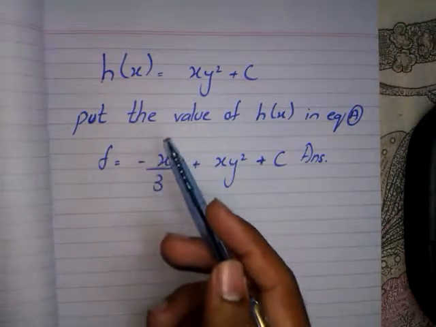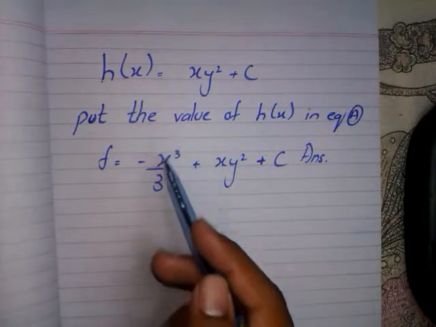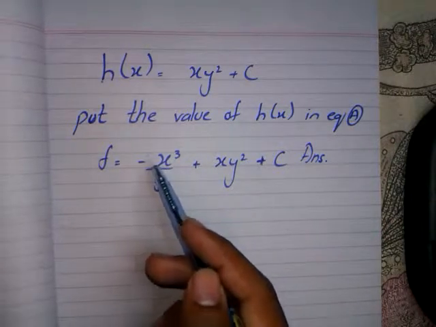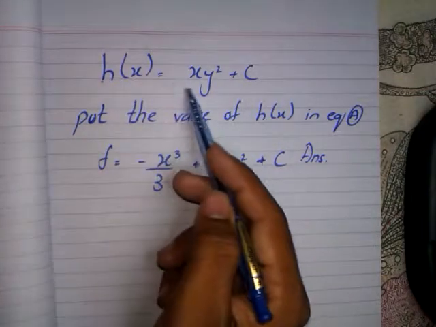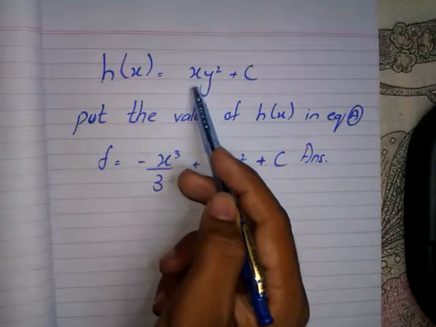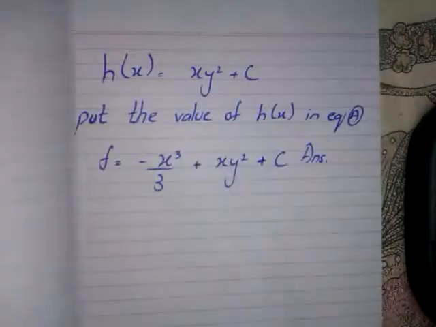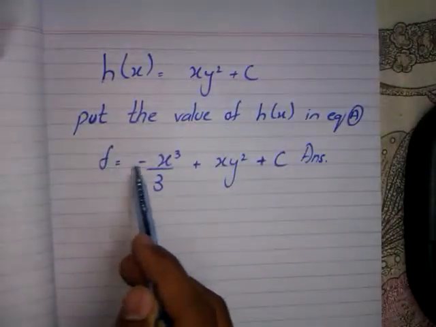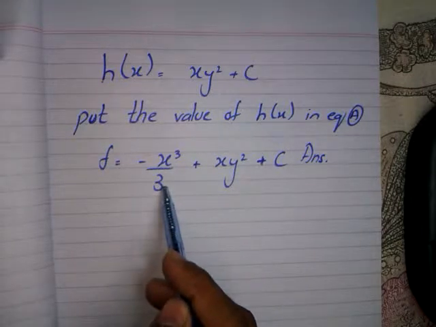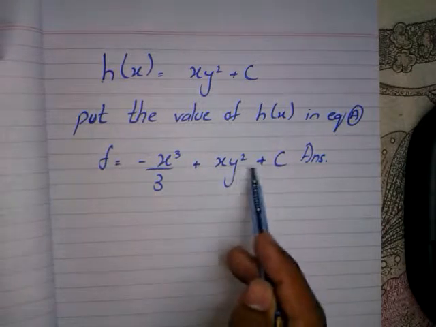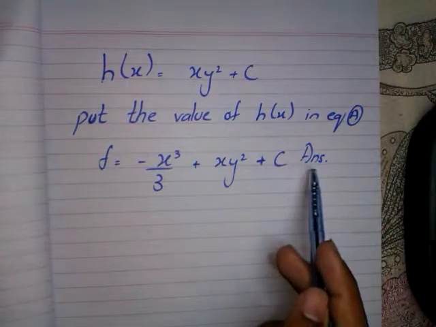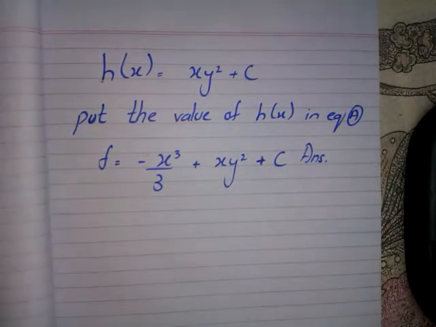Now we will put the value of h in equation A and we will get the answer. We will put the value of h, which is xy² plus c, in equation A. So it will become f equals minus x³/3 plus xy² plus c. This is our answer. Thank you.